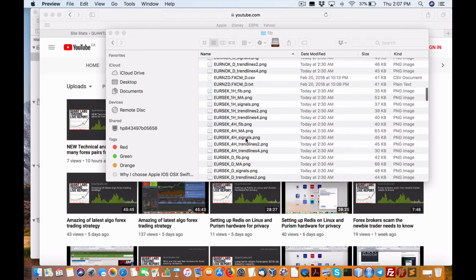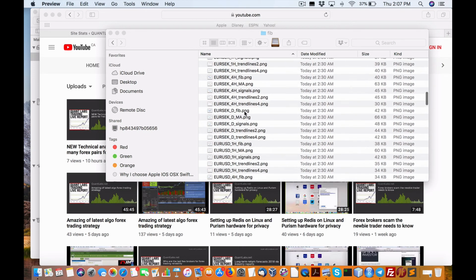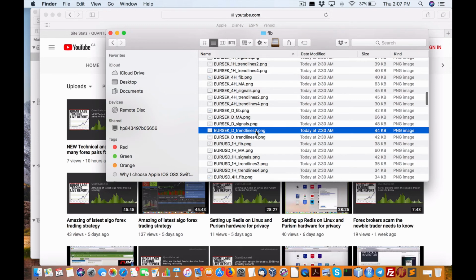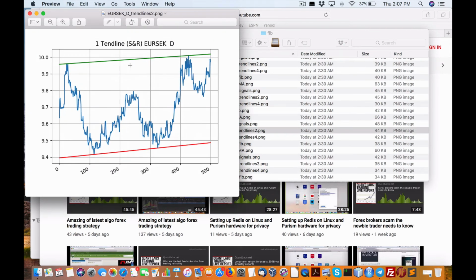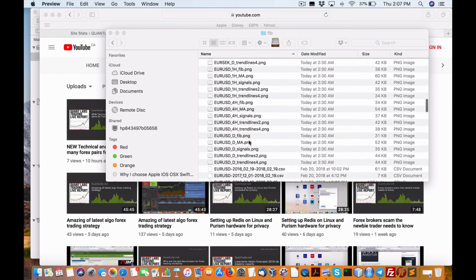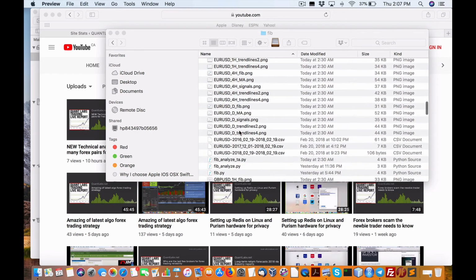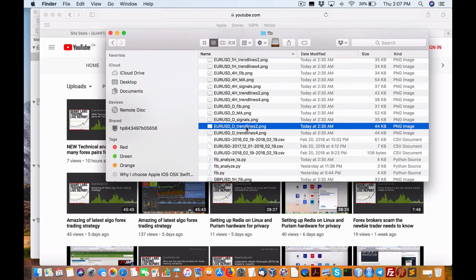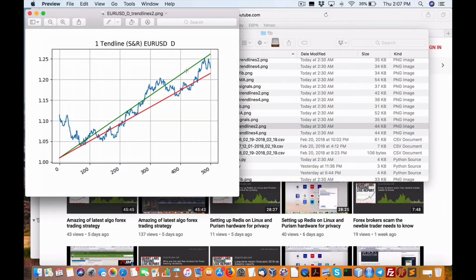Euro New Zealand. Let's check out the daily. This one I like. It's not much to brag about. It is up, but not much. It's not that steep. Euro US dollar, if I'm not mistaken, this was going down. No, actually, it's steadily up.